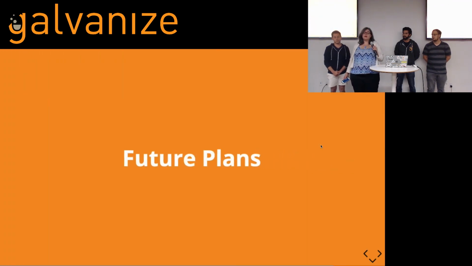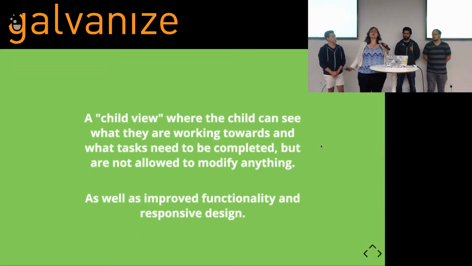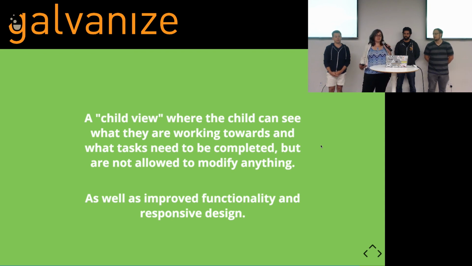Future plans for the app. We want to include a child view that the parent can go to that is uneditable, so that the child can view their rewards and tasks without any risk of them redeeming them when the parent looks away, or deleting tasks they don't want to do. Possibly someday a child login. And we'd like to improve the functionality with some of our error handling and such, and give it a nice mobile responsive design someday.